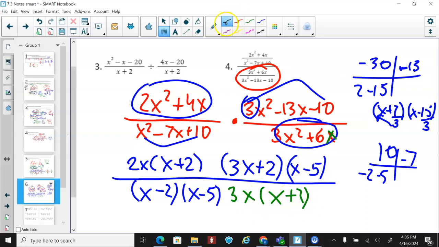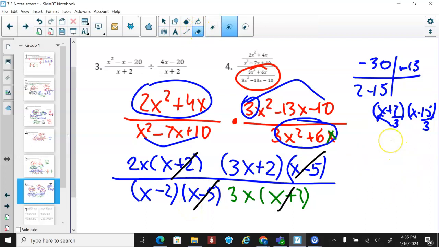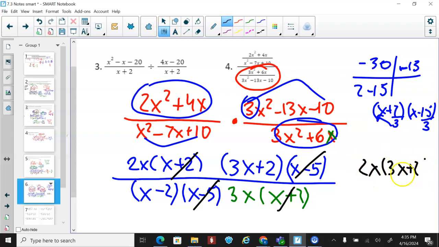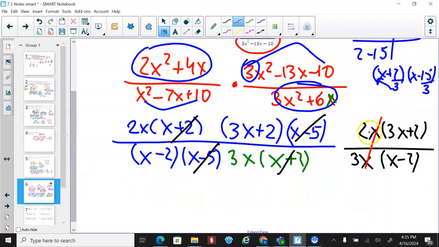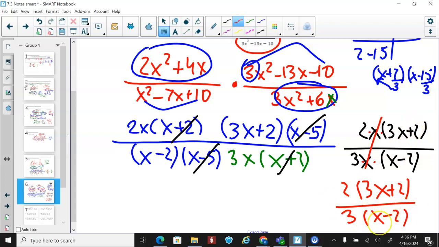So, what can I cancel? x plus 2 and x plus 2, x minus 5 and x minus 5. So, what is left before you see if you can cancel anything else? 2x times 3x plus 2 over 3x times x minus 2. All right. Now, can I cancel anything else? Yes, I can. I can cancel these x's, okay, because they are on the outside and there is a multiplication in between all of them. So what's left on the top? It's 2 times 3x plus 2. I do not cancel anything on the inside of the factors. And 3 times x minus 2, okay?